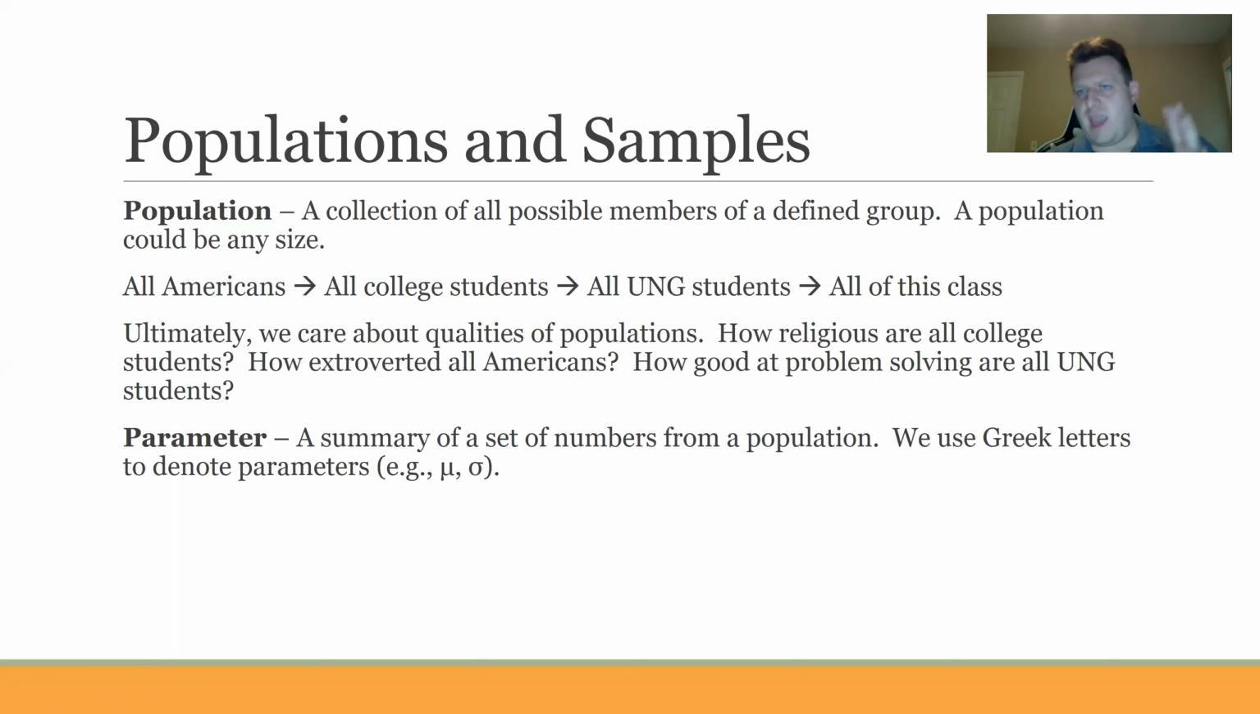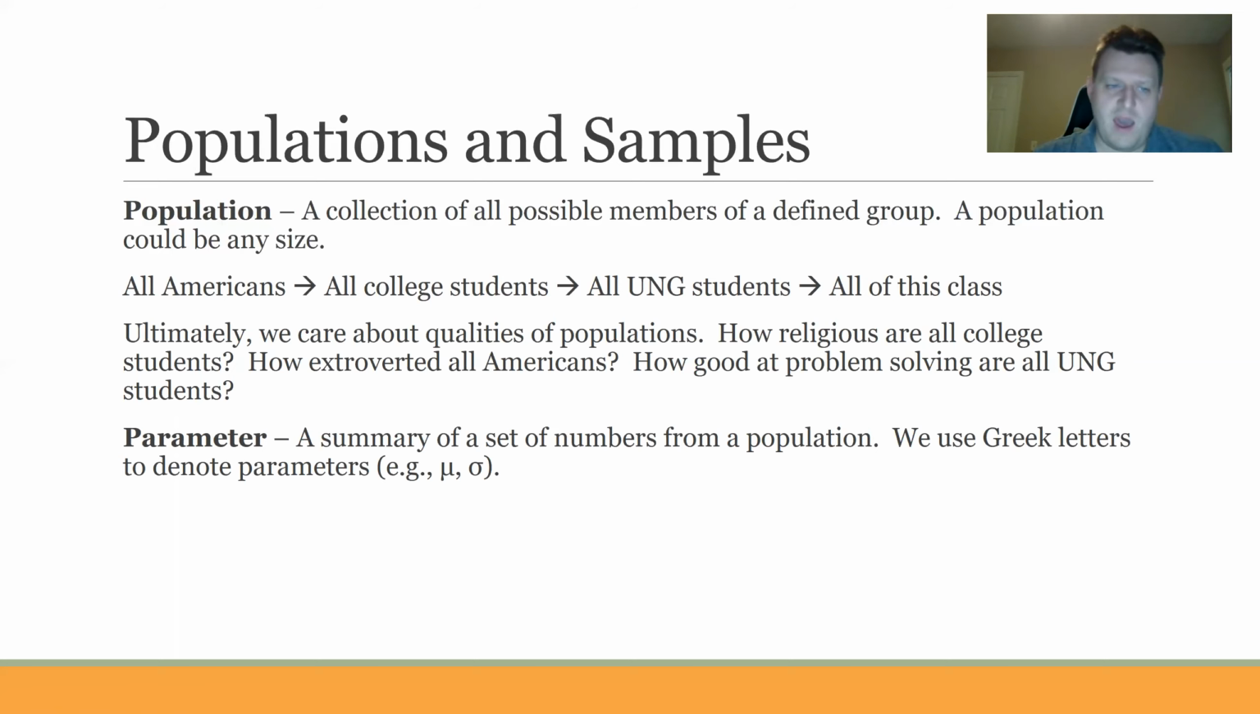All right, and we can summarize these qualities, right? How extroverted all Americans are, how good at problem solving, what's the average SAT score for all UNG students, by looking at a parameter. A parameter is a number. It's a set of numbers, perhaps. It's a summary, sorry, let me back up. A parameter is a summary of a set of values from a population.